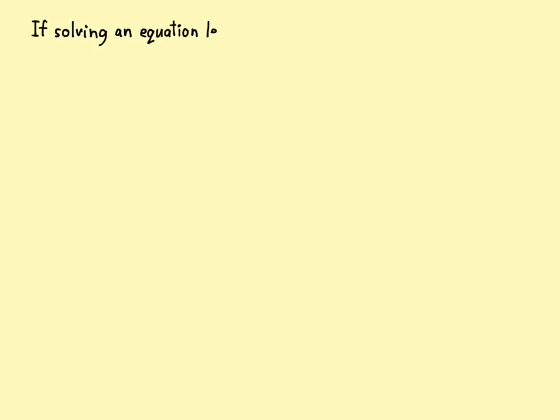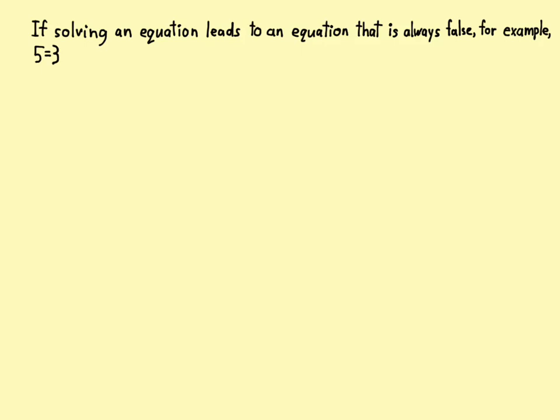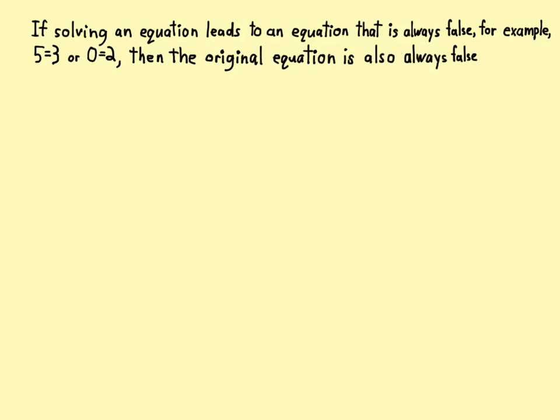If solving an equation leads to an equation that is always false, for example, 5 equals 3, 5 never equals 3, right? So that's an equation that's always false. Or 0 equals 2, then the original equation is also always false because the two equations are equivalent.